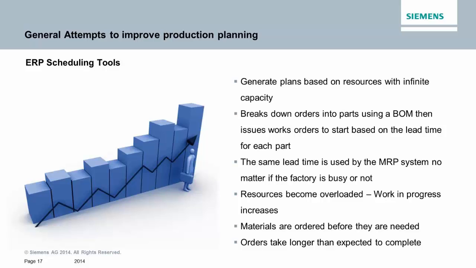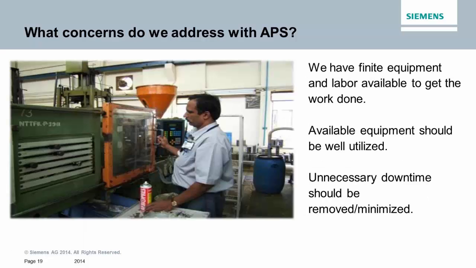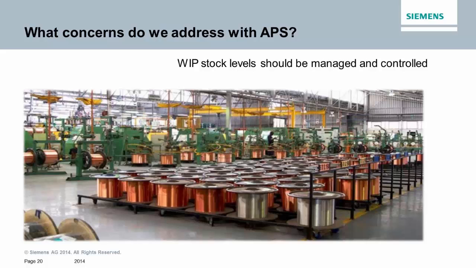So, APS stands for Advanced Planning and Scheduling. What kind of concerns would an advanced planning and scheduling system have to take into consideration? It's going to have to be concerned with the fact that your equipment has a finite capacity, your labor skill sets have finite capacity, you've got equipment that is available only certain times of the day, they have breakdowns that you have to work around, or planned downtime that you've got to work around.